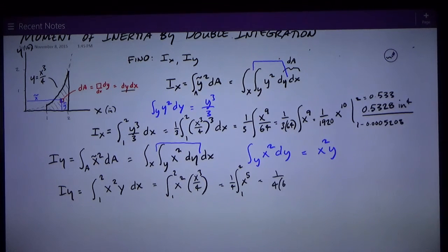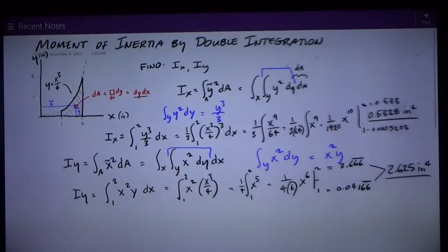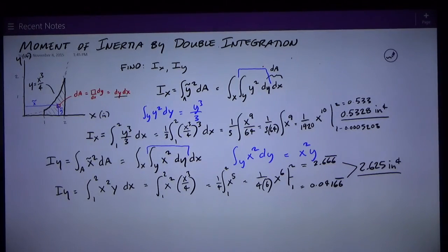Which is 1/4 times x to the 6th over 6, from 1 to 2. It evaluates as, at 1 it's 0.04166 repeating, at 2 it's equal to 2.666 repeating. Therefore the answer is the subtraction of those, 2.625 inches to the 4th. Okay, so I've got Iy more than 5 times bigger than Ix. Why is that? Because this area is a lot further away from the y-axis than it is from the x-axis, so I would expect Iy to be a lot bigger.